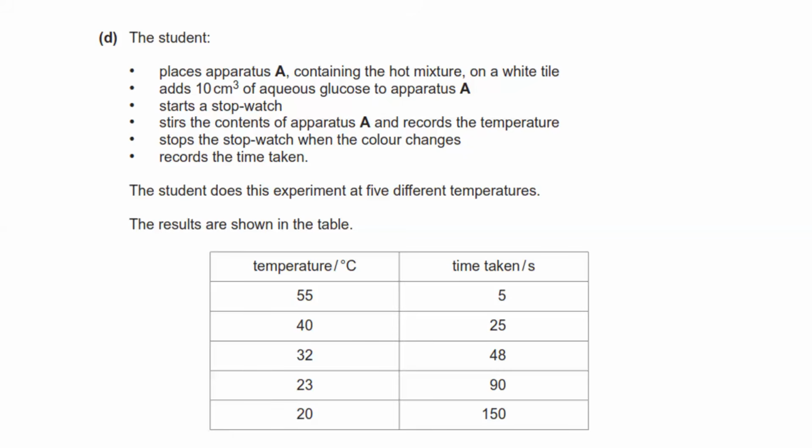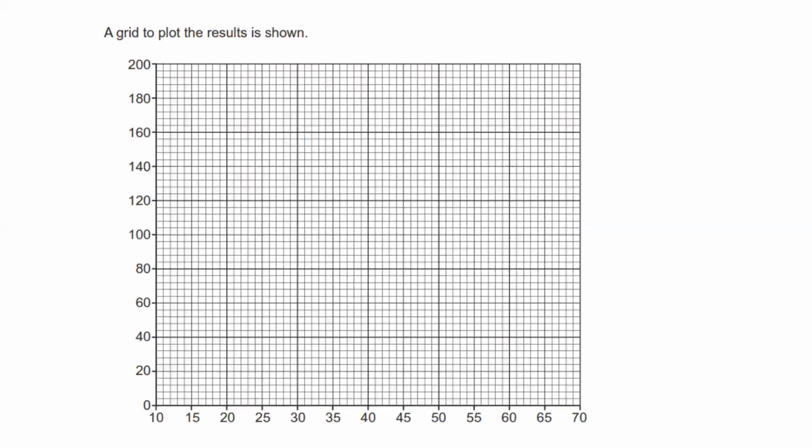So on the left hand side, we have temperature in degrees centigrade, and on the right hand side in the table, we have time taken in seconds. The temperatures are 55, 40, 32, 23, and 20 degrees centigrade, and the corresponding times are 5, 25, 48, 90, and 150 seconds. So moving ahead, it says a grid is shown for plotting the results.